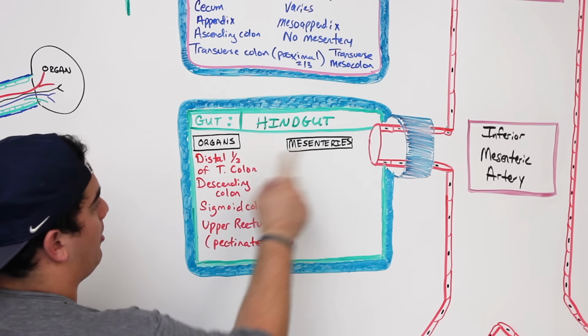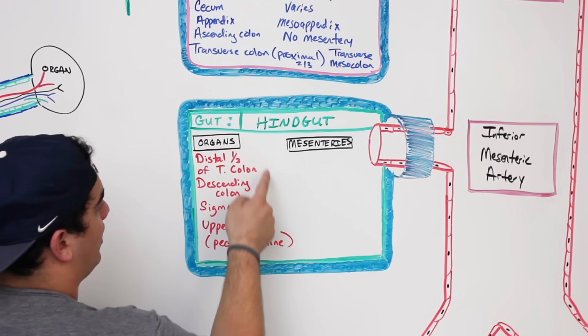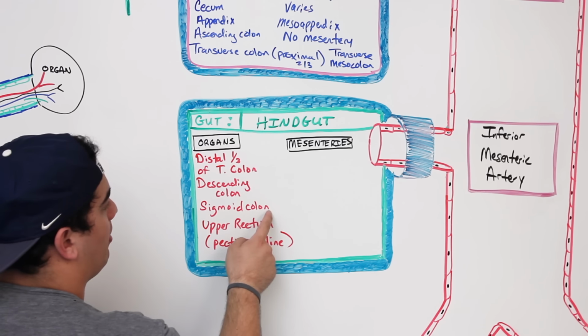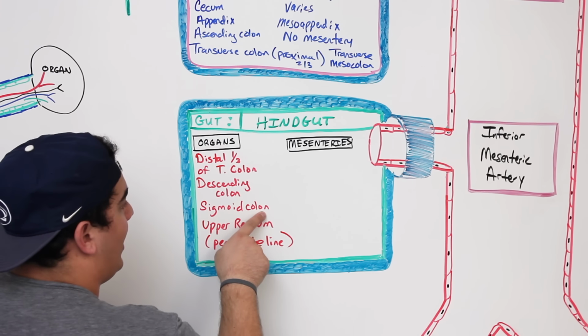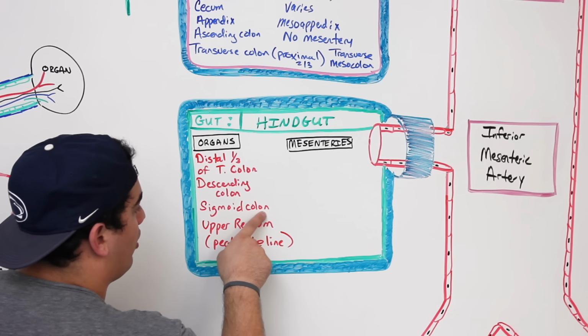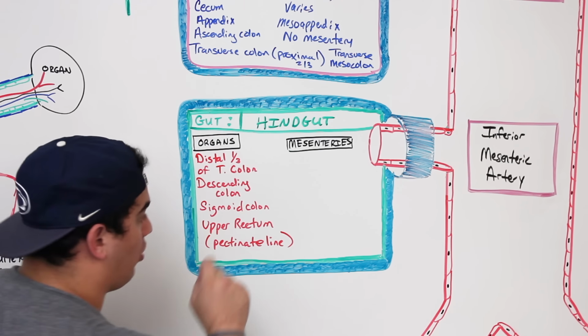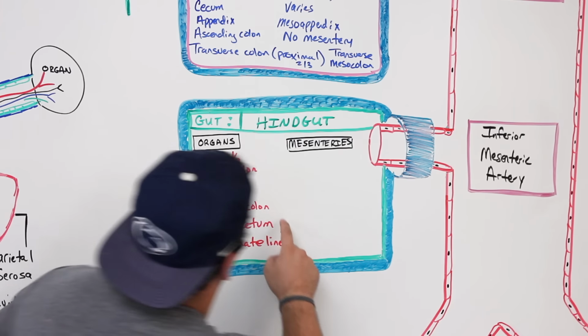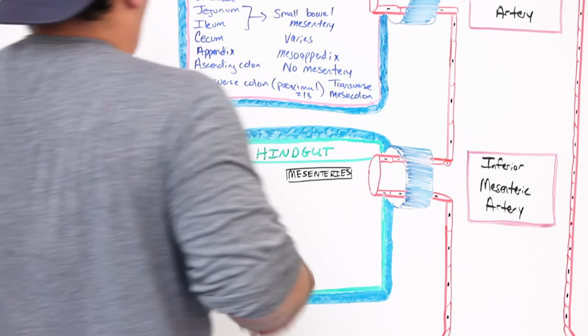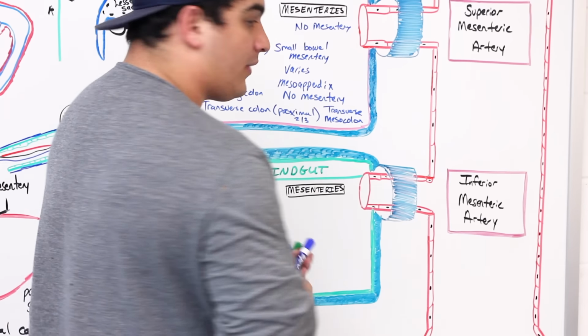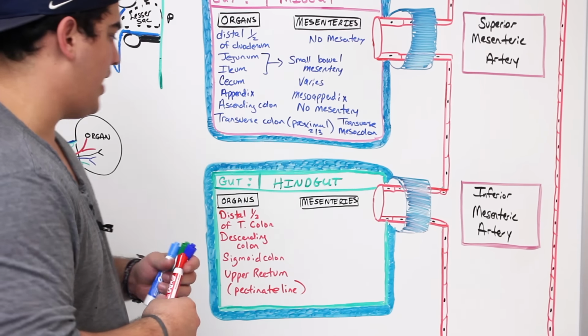And again, if you remember the arteries, you can remember left colic for the distal 1/3 and the descending colon. You can remember the, what is the other guy here? We're also going to have the sigmoidal arteries, and we're going to have the superior rectal artery. Okay? So you're going to have the sigmoidal artery, the superior rectal artery, and again, you'll have the left colic. Now, what about the mesenteries?